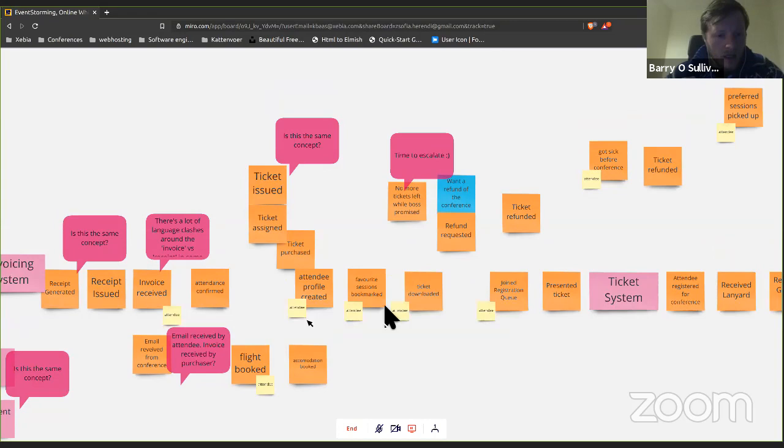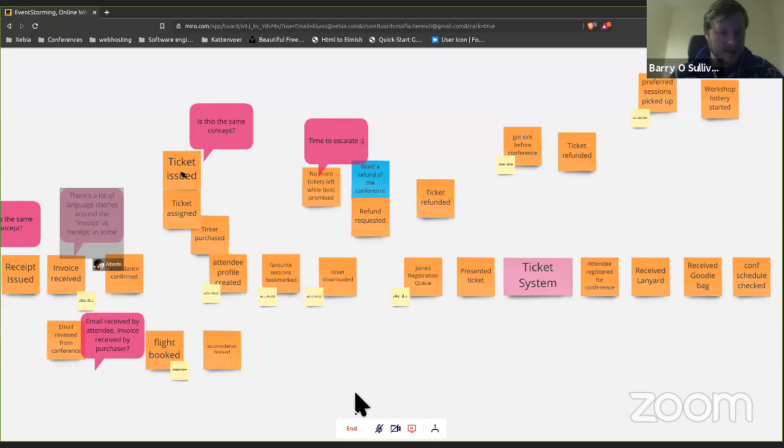So assuming all that's gone ahead, we then have ticket issued and ticket assigned, which has a valid question of, is this the same concept? And ticket purchase. So to me that seems a bit muddy and might be worth further discussion. Then we have attendee profile created. So this I'm unsure of myself. Does anybody have any points on that one?